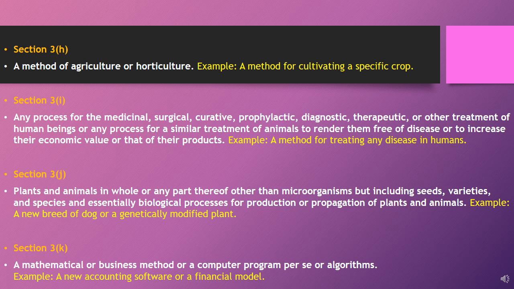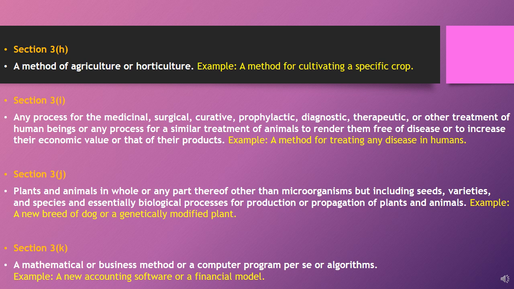Next is section number 3, subsection I. Methods for treating humans or animals to cure diseases or improve health. For example, a new way to treat cancer or any other diseases in humans.